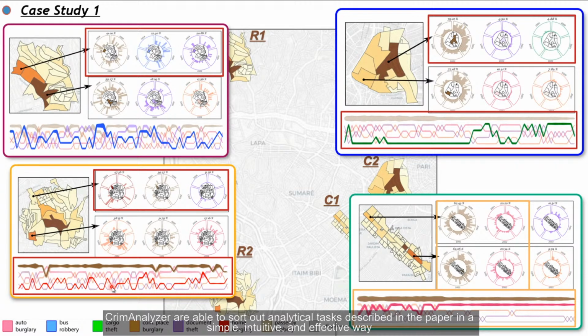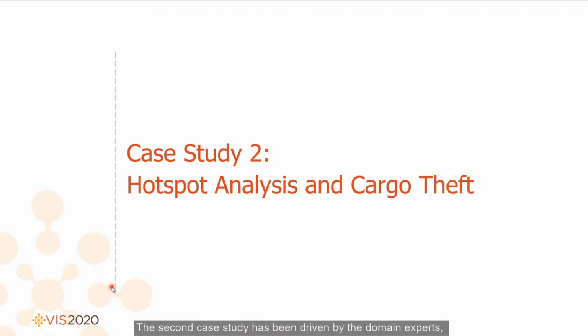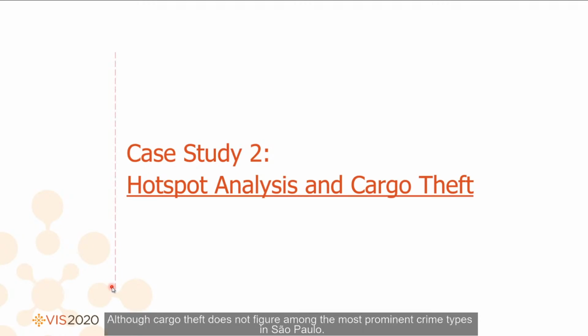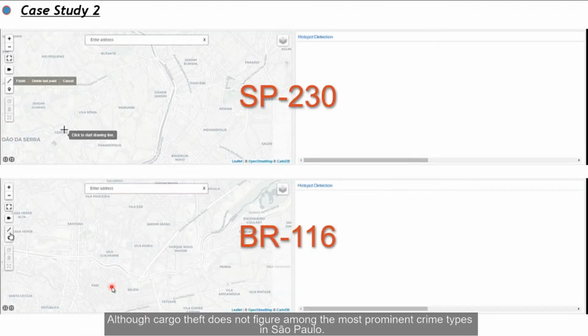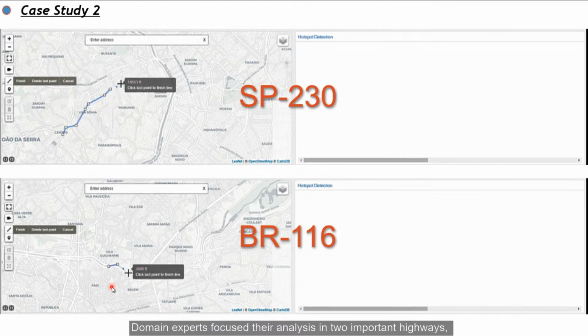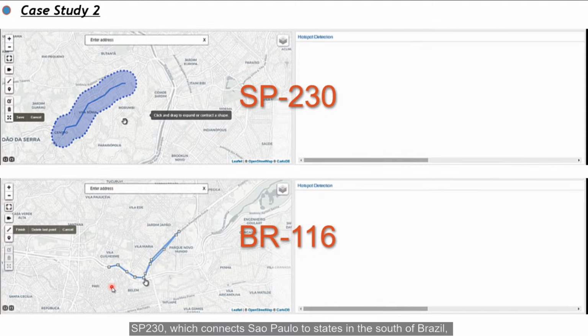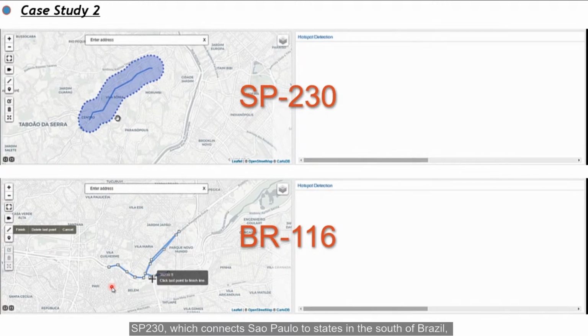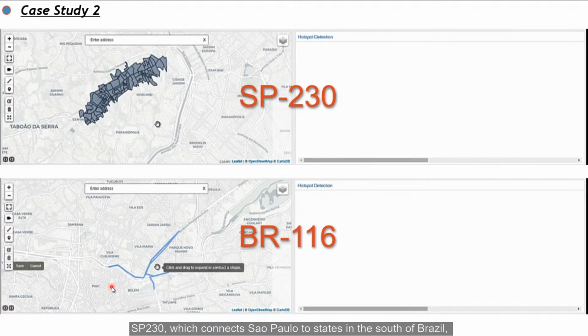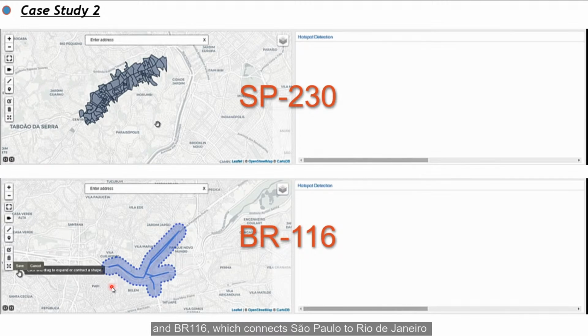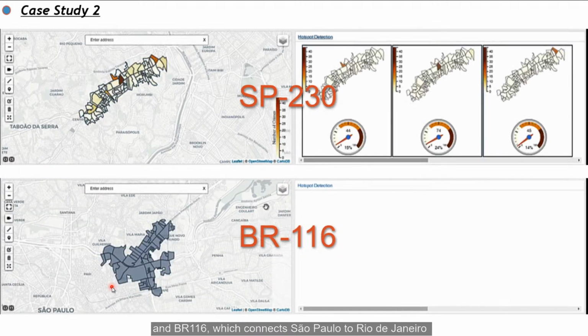The second case study has been driven by domain experts, and they were interested in a particular type of crime, cargo theft. Although cargo theft does not figure among the most prominent crime types in São Paulo, domain experts focused their analysis on 2 important highways, SP-230, which connects São Paulo to states in the south of Brazil, and BR-116, which connects São Paulo to Rio de Janeiro.